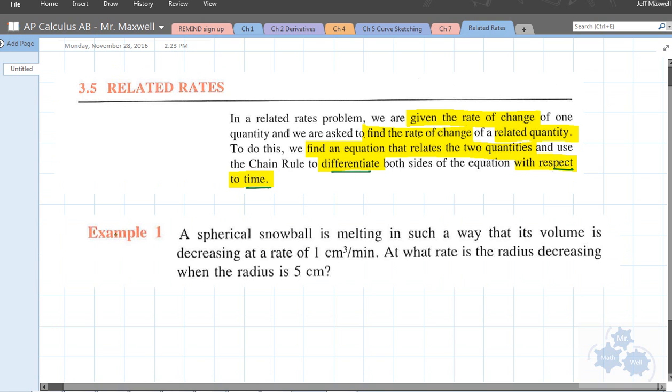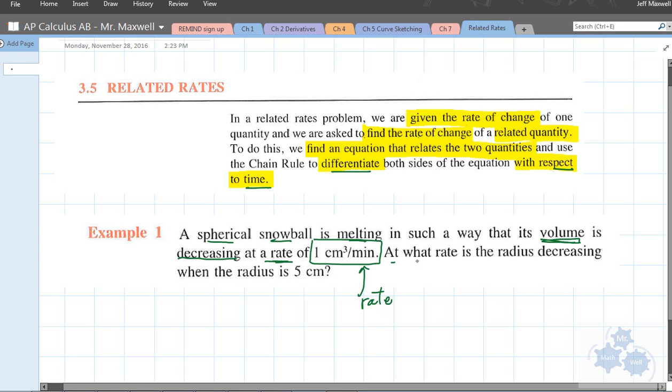All right, so let's examine example 1 here. This is a related rates question. See if you can pick out the two rates of change that we're dealing with here in the question. A spherical snowball, so we're talking about a snowball, and they're telling you that it's in a perfectly spherical shape, so that we can use a certain formula. It is melting in such a way that its volume is decreasing at a rate of 1 cubic centimeter per minute. So here is rate number 1. Here is a rate that is given.